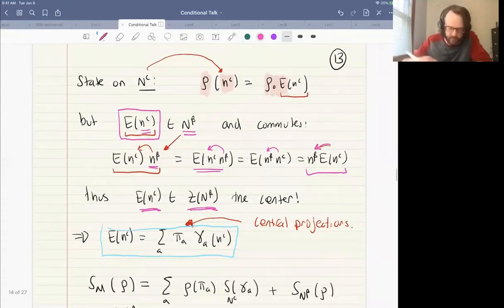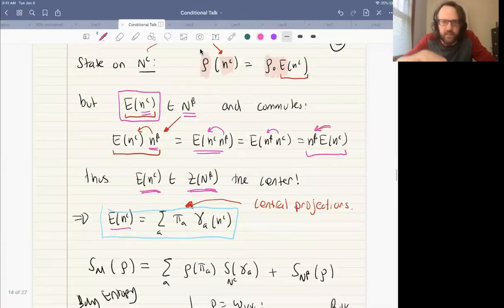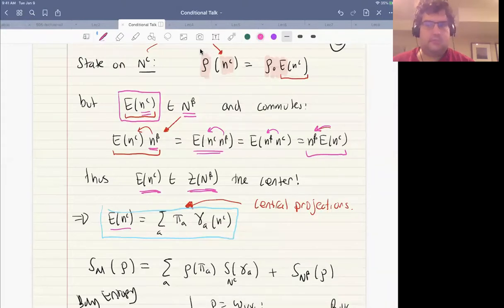So that means that if I apply E to N^C, oh well, let me change my pen. Oh, what happened? Oh no. Sorry guys. Are we back? Can you see my iPad? Yep, we're back. Let me charge with my phone.